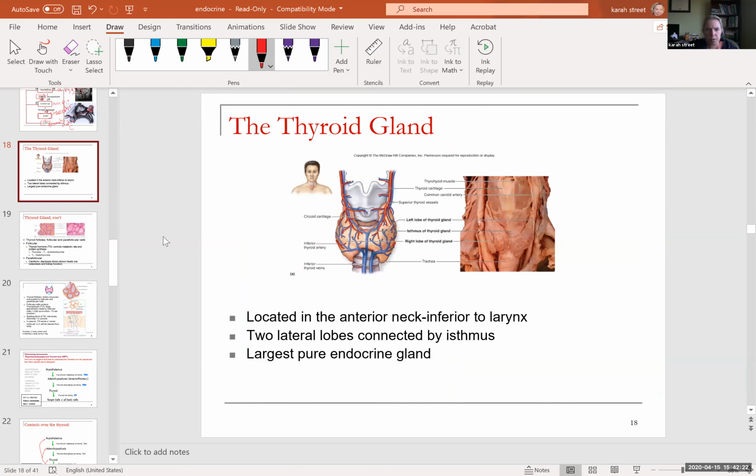Let's move on to the thyroid gland. Before I move on to the thyroid gland, or the HPT axis, are there any questions? Remember, you can unmute yourself if you have a question at any time.